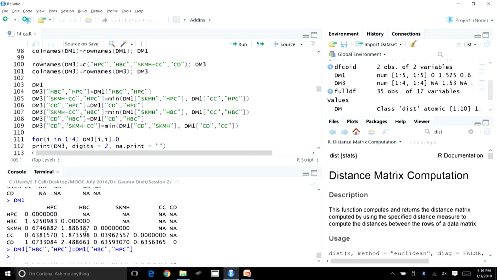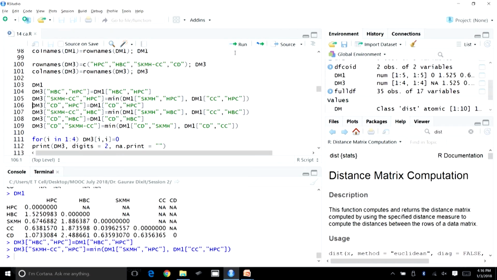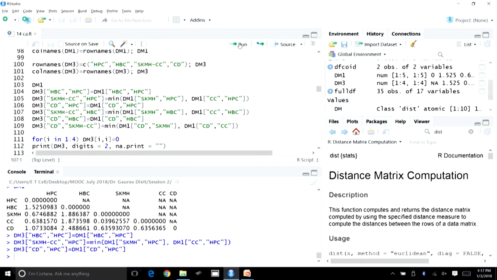The next value is between this cluster of two observations, SKMH-CC, and HPC. This is the value that we need to compute now. Because we are using the minimum distance, I am using the min function, and there are two possible values: DM1 from SKMH to HPC, and CC to HPC. Out of these two values, the minimum is going to be taken as the distance. As discussed, let us run this. Similarly for other distances, we can run this code and we will get these values.